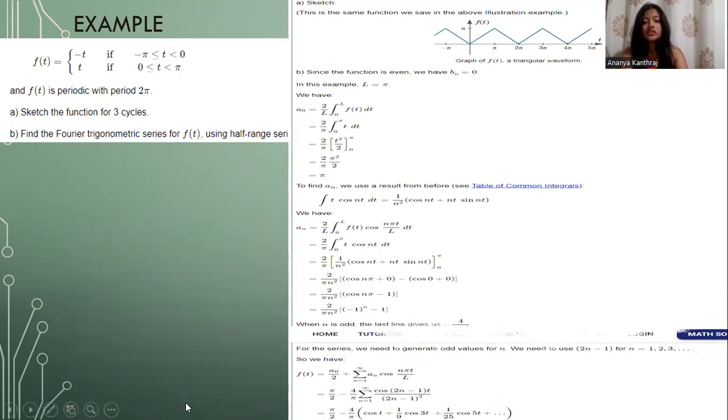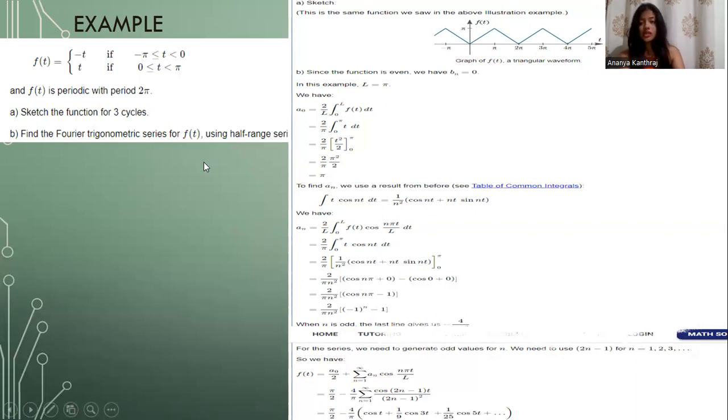So when n is odd, the last line given is minus 1 by n, which is taken as a power to the above term. So for the series, we need to generate odd values of n. We need to use 2n minus 1 for n equal to 1, 2, 3, and so on. On using that formula, you get a naught by 2 plus summation n equals 1 to infinity a n into cos of n pi t by L. You get the above answer as pi by 2 equals 1 by pi into cos t minus 1 by 9 cos 3t minus 1 by 25 cos 5t. So that's the answer for the above required question.